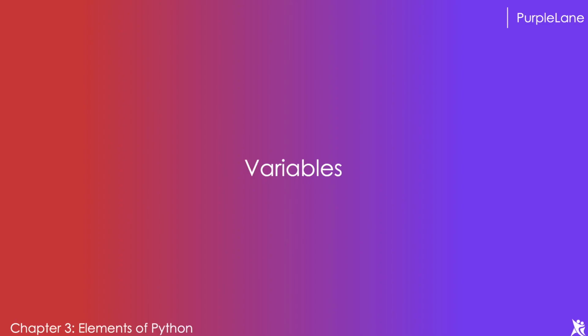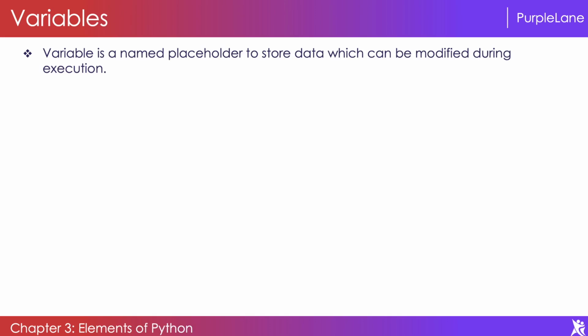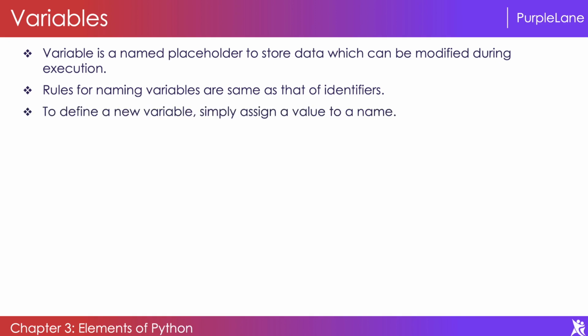Hello everyone. In this video we shall look at what are variables, how to define them and how to use them in Python. Variables are nothing but the name or a placeholder to store data. These variables can be modified during the execution of the program. For naming these variables, we should follow the same set of rules that we have seen for naming identifiers. To define a variable, you simply assign a value to that variable.